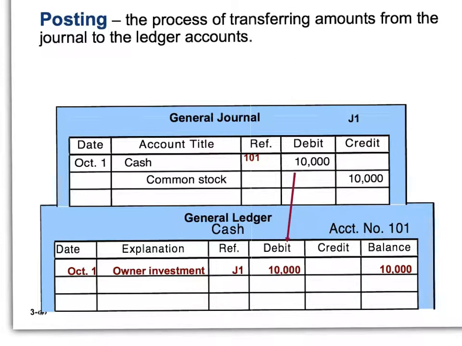Okay, now we're going to illustrate the process of transferring the amounts from the journal to the ledger accounts. Now, we introduced the general journal before. Let's assume we had a transaction where the company sold stock for $10,000 cash to investors. The date was October 1st.